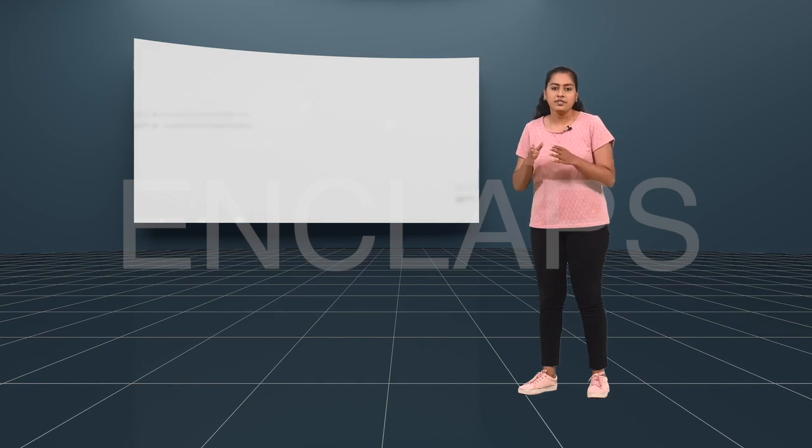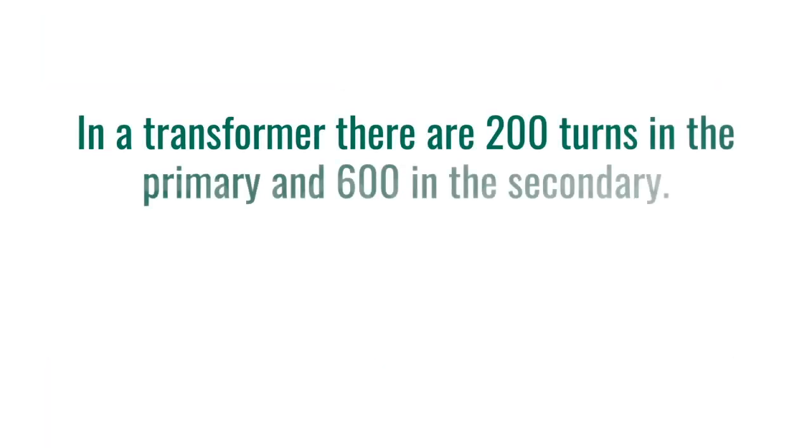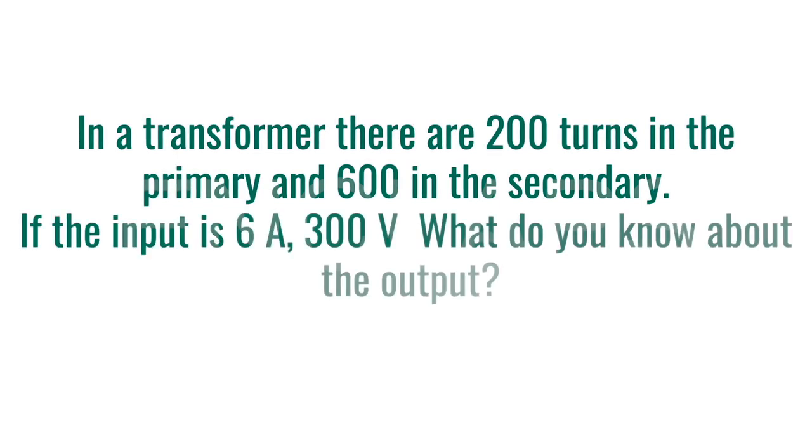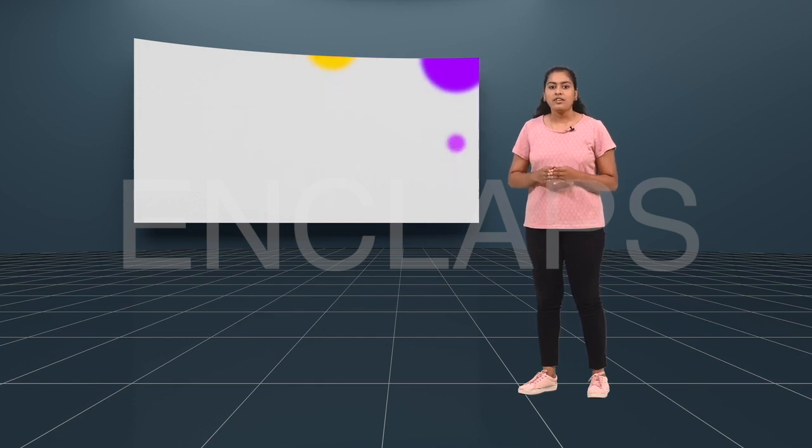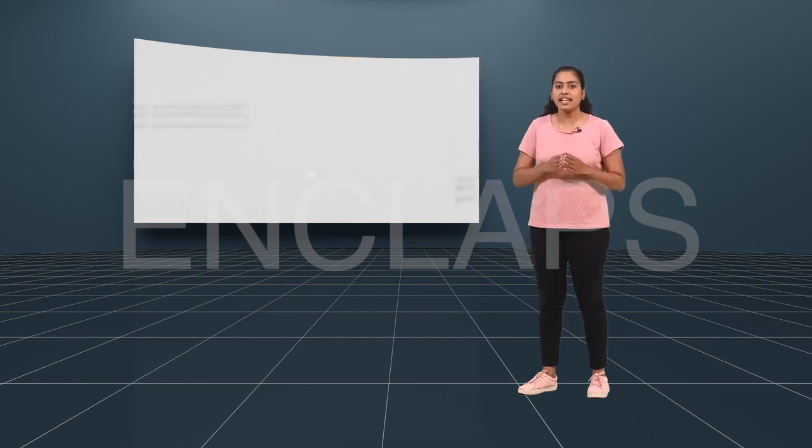Let's look at the first question. In a transformer, there are 200 turns in the primary and 600 in the secondary. If the input is 6 ampere, 300 volt, what do you know about the output? In this problem, we have to find out the output of secondary voltage and current.